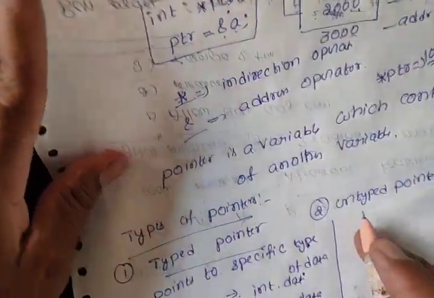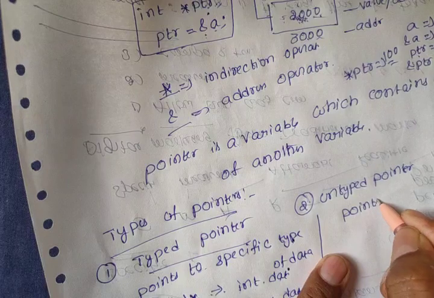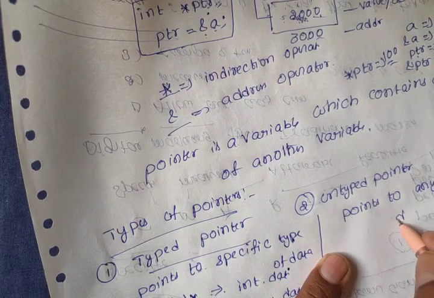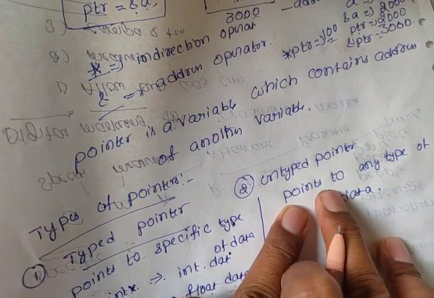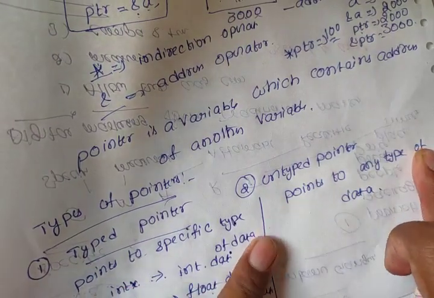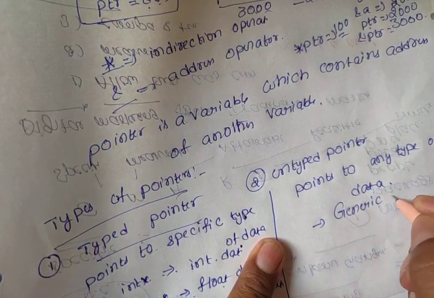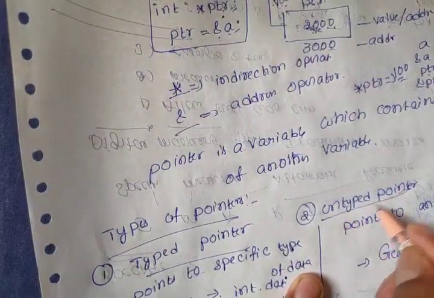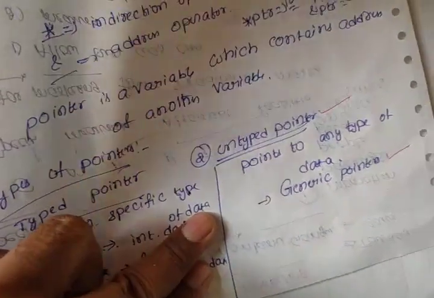The next one is the untyped pointer. An untyped pointer points to any type of data. It's not fixed; it's a pointer which points to any type of data. That's why it is also called a generic pointer.